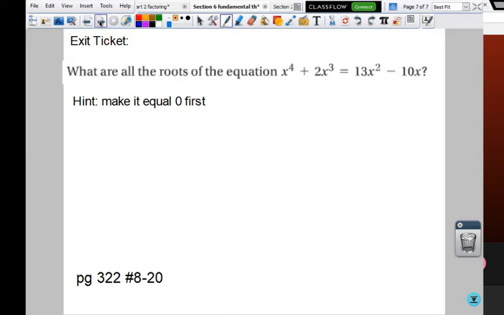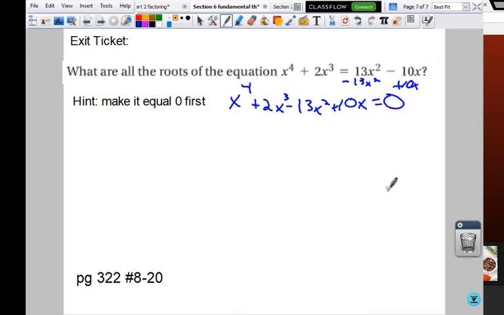And I'll give you a hint. Actually, I'll just help you out. We have to make these equal 0 first. I'm going to minus 13x squared on both sides and plus 10x. So x to the 4th plus 2x to the 3rd minus 13x squared plus 10x equals 0. There you go.